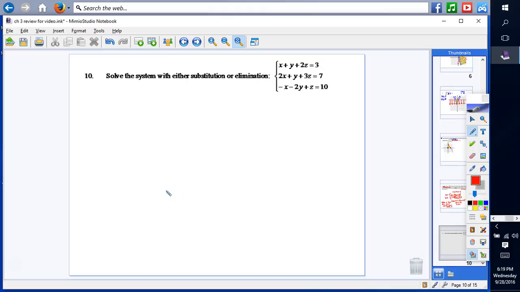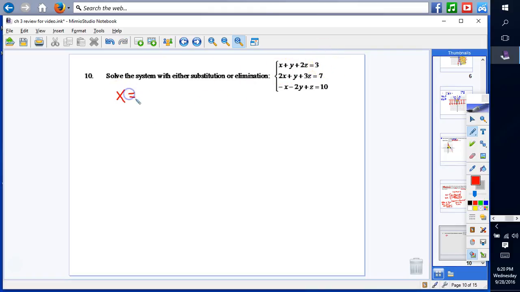Okay, here is our number 10, and it says to solve with either substitution or elimination, so I guess I'll do both. Let's just do substitution first, and substitution means that I'm going to pick a variable to solve for. My best candidates are the ones that have 1 as a coefficient, so really any of these are good choices. Really doesn't matter which. I think I'm just going to go up to the top, and I'm just going to solve the top equation for x.